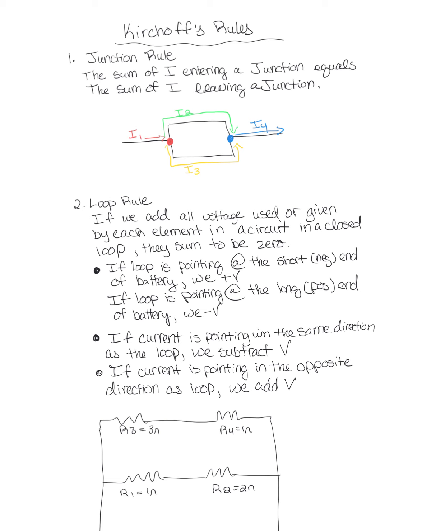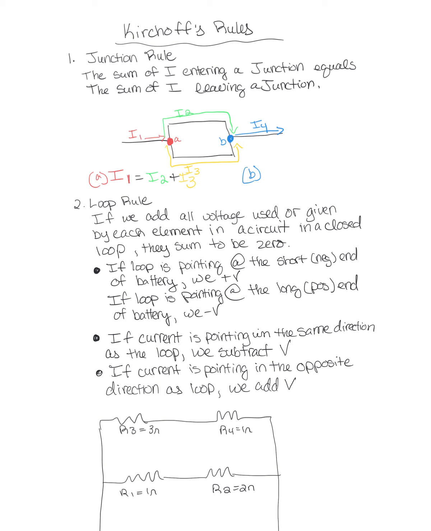So what we have happening here is the sum of the current entering junction A, right? Entering this junction is I1. And that equals the sum of the current leaving, which is I2 plus I3. And we'll call this junction B. Let's see, call this A, and B over here.